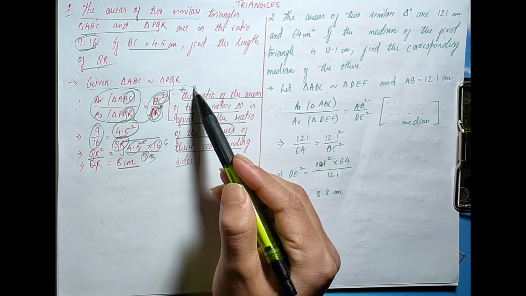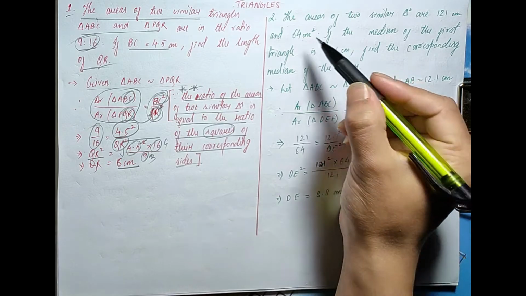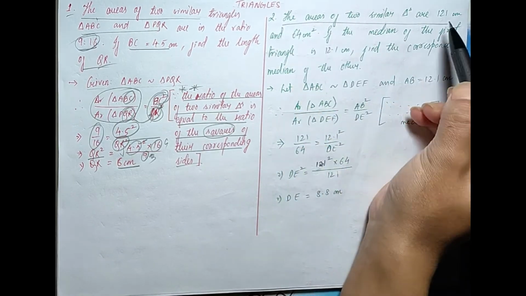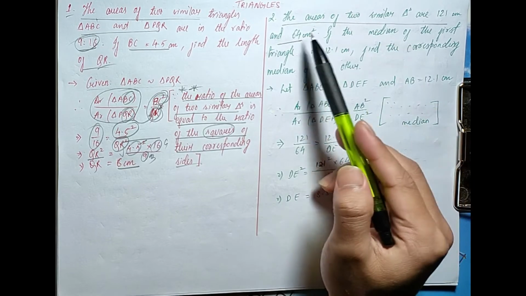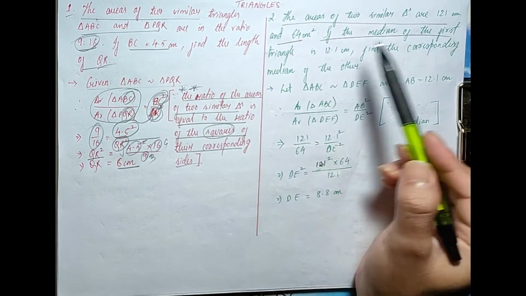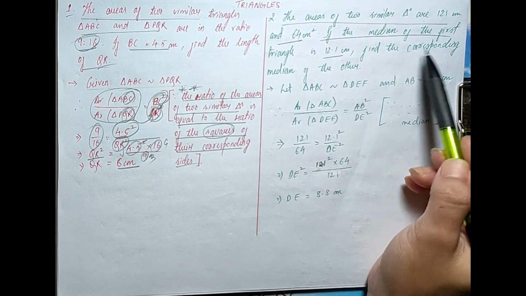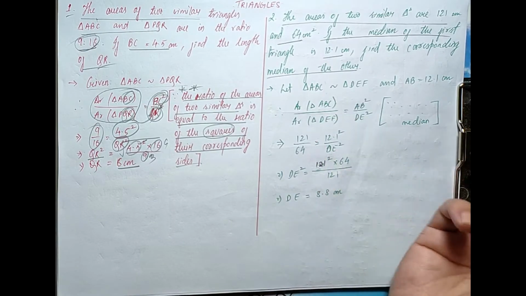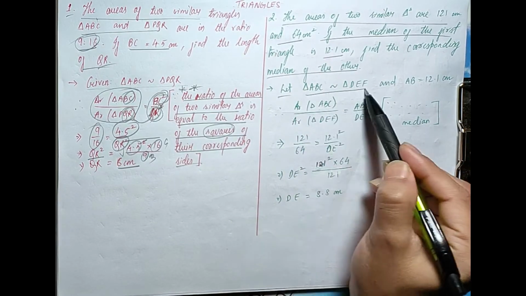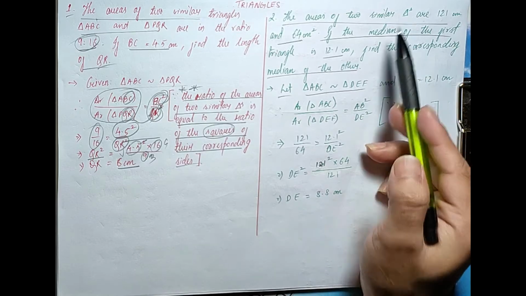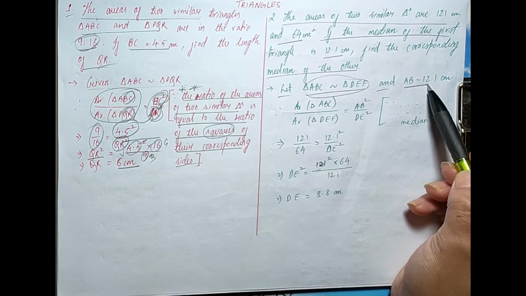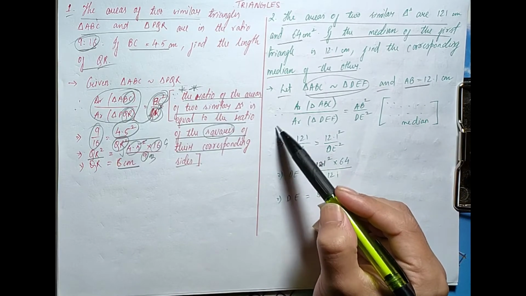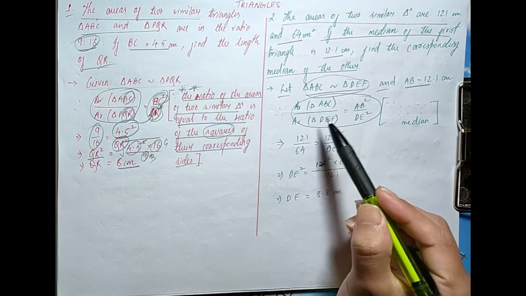Please note this is very important. Let us see another similar question. The areas of two similar triangles are given. So here instead of ratios the areas are given. If the median of the first triangle is given, then you have to find the corresponding median of the other. Let these two triangles be similar. Since the triangle names are not given, let us name them, it becomes easier. And AB is given in centimeters. Therefore this is what we know, right?